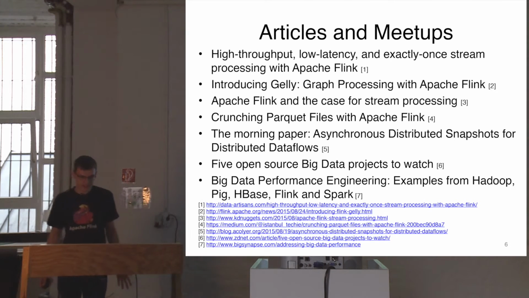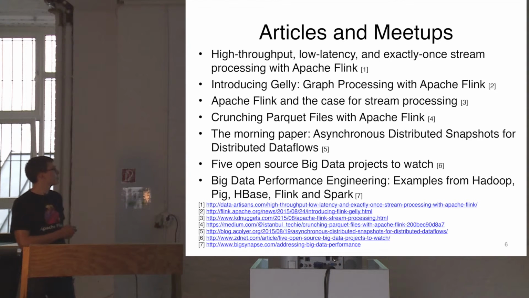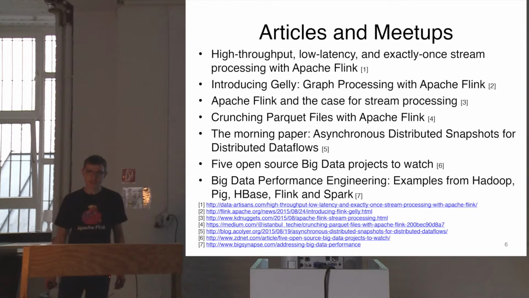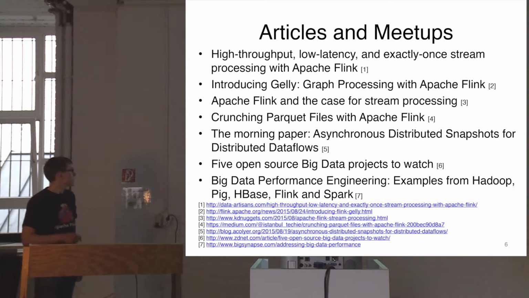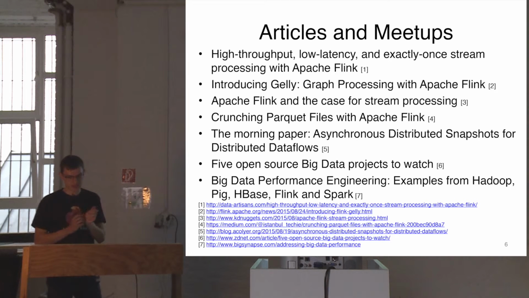There were also a lot of articles about Flink. I've put the links into the slideshow, and I'll share the slides afterwards so you can click on them. In particular, we have a blog post about the performance characteristics and also how we implement all the features for Flink streaming to achieve high throughput, low latency, and exactly once stream processing. So that has been published on the Data Artisans blog. Then there's a blog post on the Flink blog about Jelly. And then there are a bunch of other blog posts published on other websites about Flink.